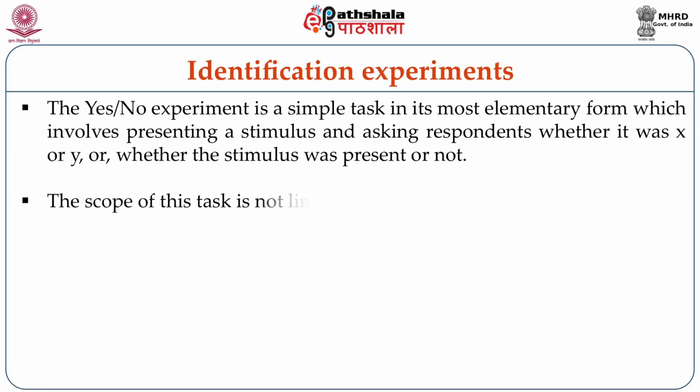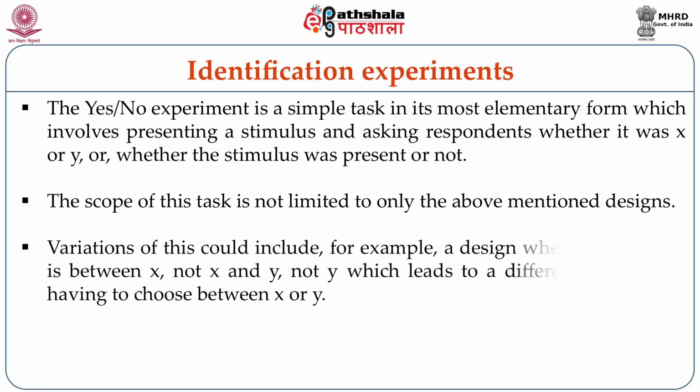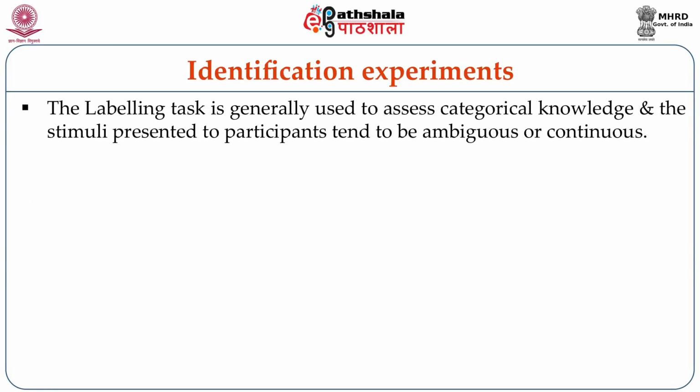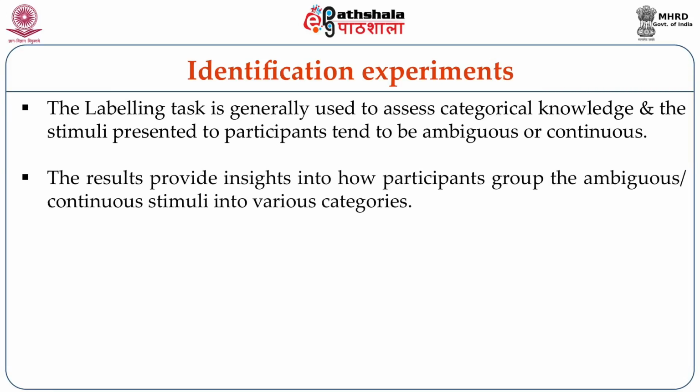The scope of this task is not limited to only the above mentioned designs. Variations of this could include, for example, a design where the choice is between X, not X, and Y, and not Y, which leads to a different result from having to choose only between X or Y. The labeling task is generally used to assess categorical knowledge, and the stimuli presented to participants tend to be ambiguous or continuous. The results provide insights into how participants group the ambiguous or continuous stimuli into various categories.